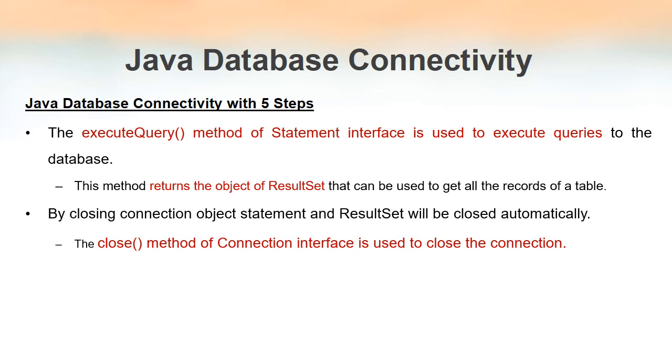When we use that method, we'll be getting something known as the object of ResultSet as the returned value. That object can be used for accessing all the values from the table inside a database. And the final step is to close the connection. For closing the connection between the database and the program, you have to use the close method of the connection interface. So for all these 5 steps, we have corresponding methods that we have to use. I hope it is clear.